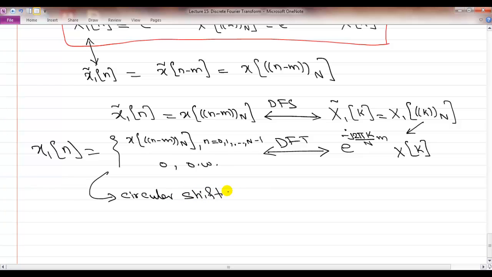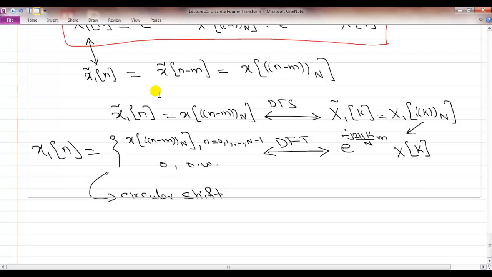The best way to understand circular shift is you can either look at the periodic extension of your original sequence and then linearly shift it and focus on the main period. Or you can think of the circular shift as simply that you are trying to rotate. You have these sequences sitting on a dial and you are just rotating that dial by the amount that you have to circular shift. Okay?